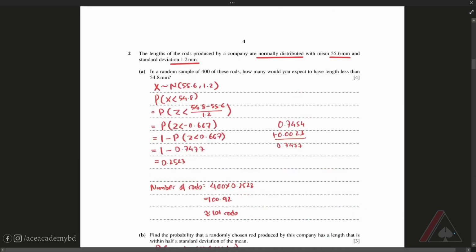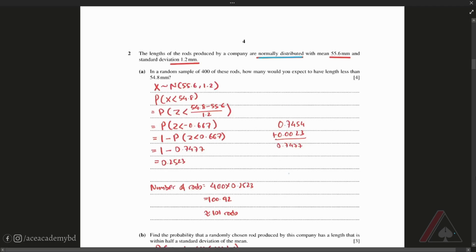Now the next question, question number 2, tells us the lengths of the rods produced by a company are normally distributed. So we're going to be using a normal distribution graph here, with mean 55.6 millimeters and standard deviation 1.2 millimeters. Now the first question says, in a random sample of 400 of these rods, how many would you expect to have less than 54.8 millimeters?